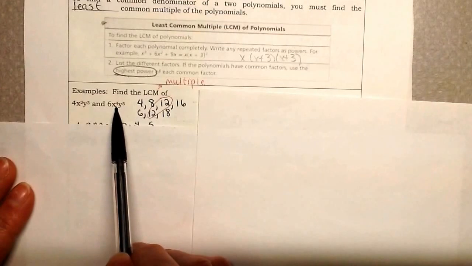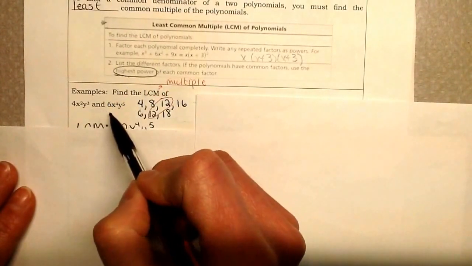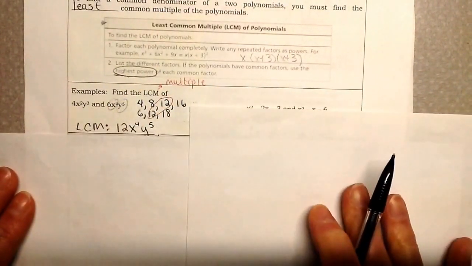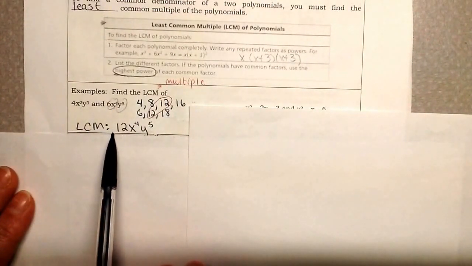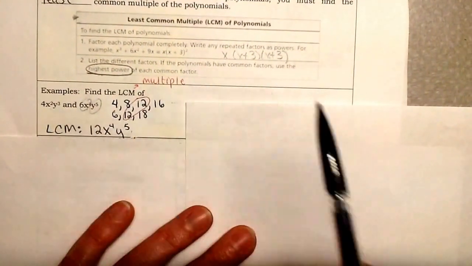Now, it says choose the highest power. So here between x squared and x to the fourth, x to the fourth is the highest power. Between y cubed and y to the fifth, y to the fifth is the highest power. So our least common multiple for these two polynomials is going to be 12 x to the fourth y to the fifth.